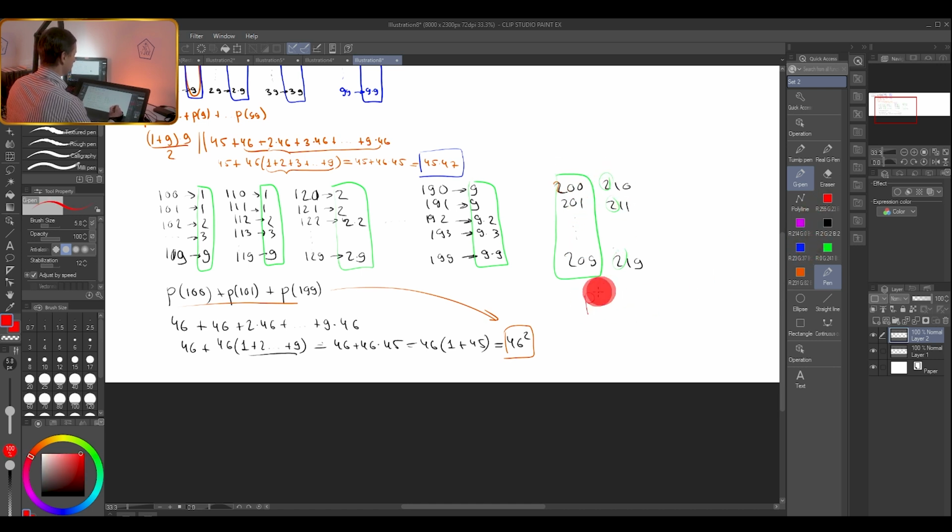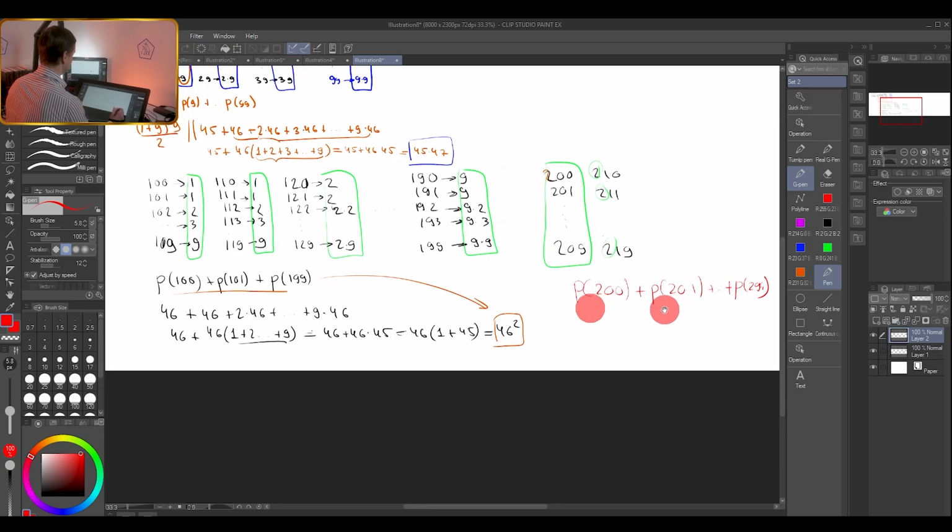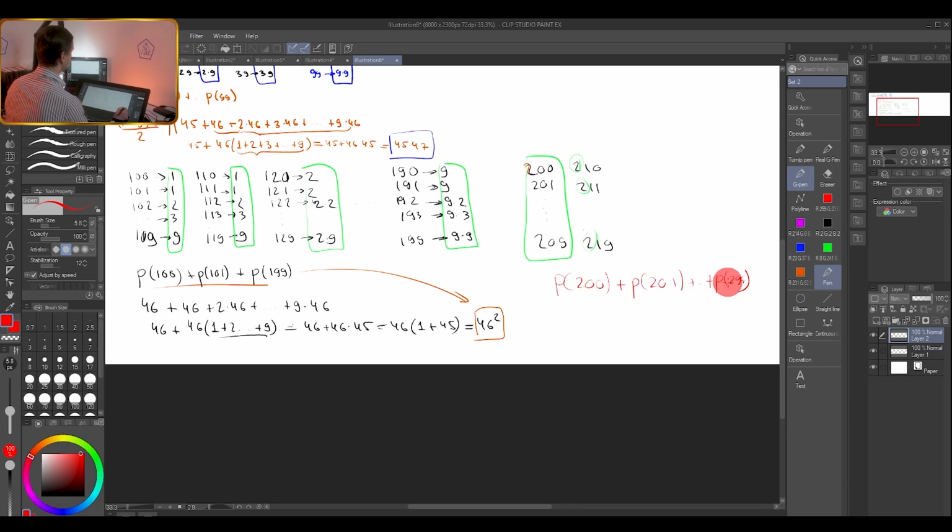So, if you add up all these numbers for 200, so basically, if you add numbers like p of 200 plus p of 201 plus and so on plus p of 299, what can you tell about this sum? Well, this sum is exactly twice as this sum, because p of 200 is twice larger than p of 100, p of 201 is twice larger than this one, and the last one is twice larger than this one. And it means that this sum is simply 2 times 46 squared. Very simple result.